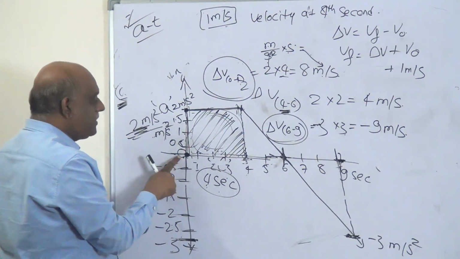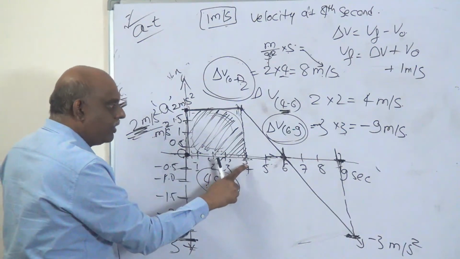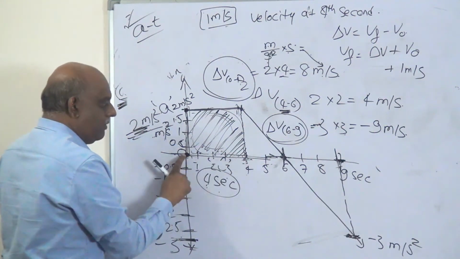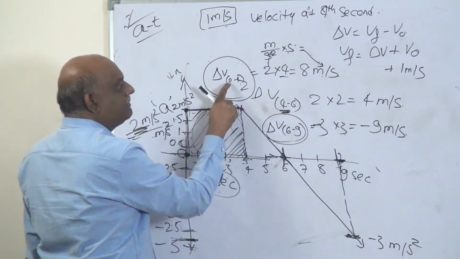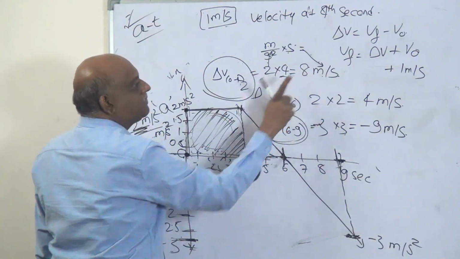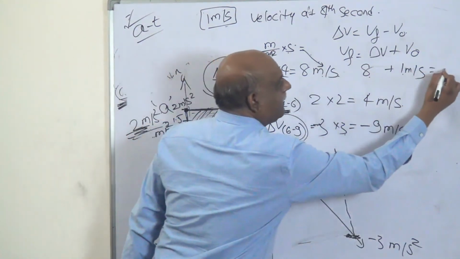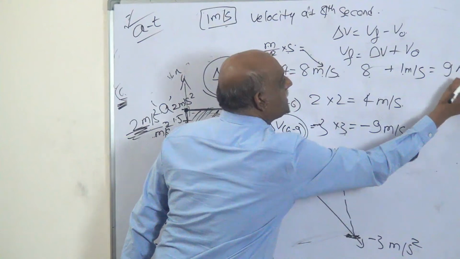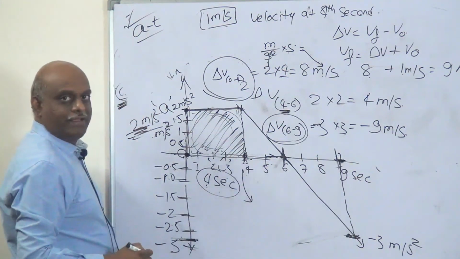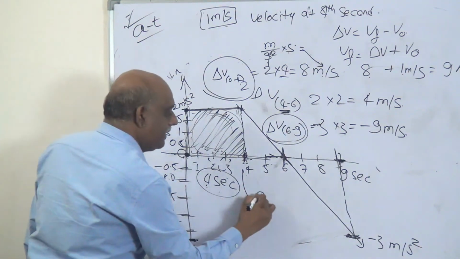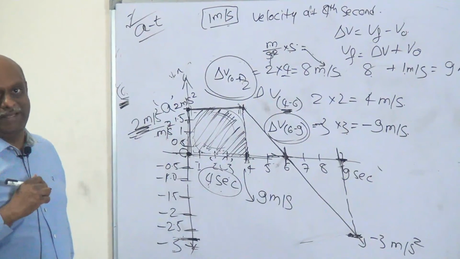And what is the change in velocity from the point 0 to the fourth second by the time you travel? We found that change in velocity from 0 to 4 is 8 meters per second. So put 8 here. 8 plus 1, how much is it? 9 meters per second. So by the time it is fourth second, what is the velocity of this object? 9 meters per second is what you should remember.